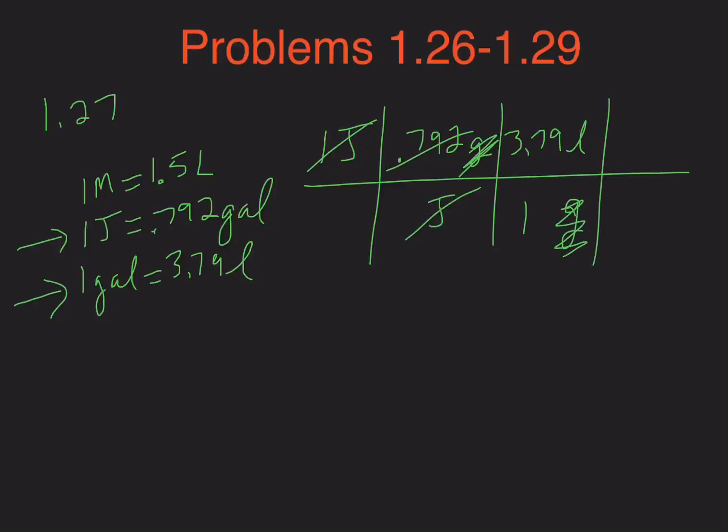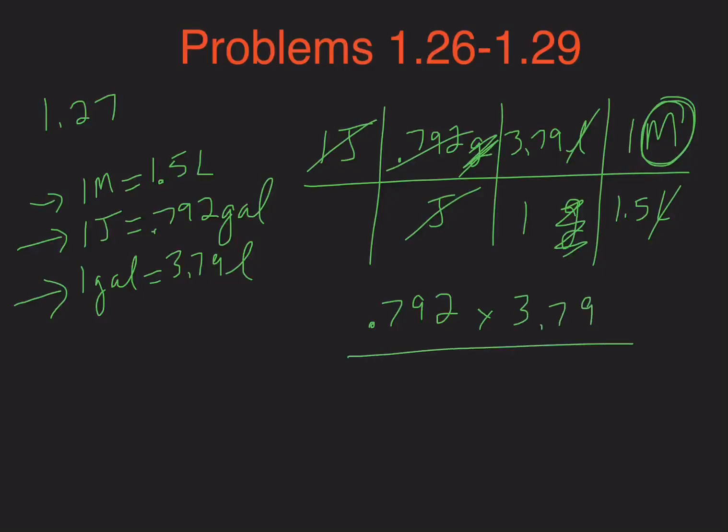And now I'm in liters, and I can use this one. I can do 1.5 liters is 1 magnum. Liters cancel. Aha, I found you. And all we have to do now is the math. It'd be 0.792 times 3.79. And divide that whole thing by 1.5, and that'll be in magnums.